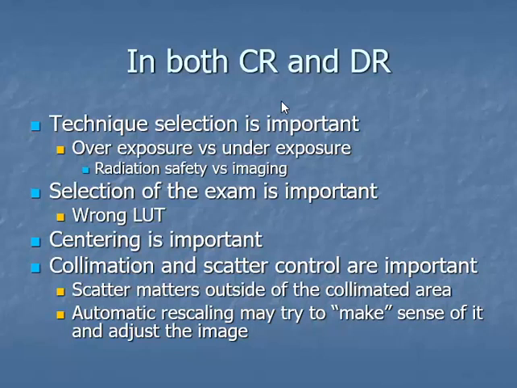So centering is important. Collimation is important, especially in some CR machines. If your collimated border does not make sense to the CR unit, then you're going to have some automatic rescaling issues. And what I mean by that is if you try to collimate on, let's say, a forearm, and you show the machine a collimated border that's going maybe at 30 degrees across the image receptor, and your collimation is cut off on two sides by the edge of the cassette.